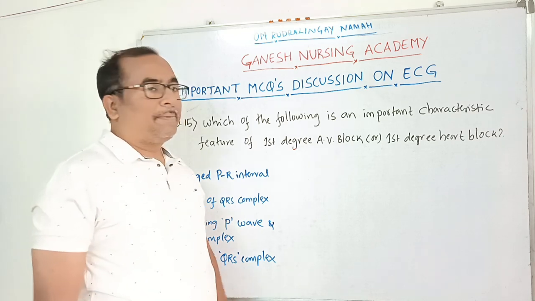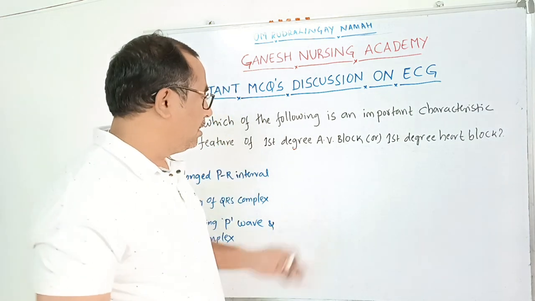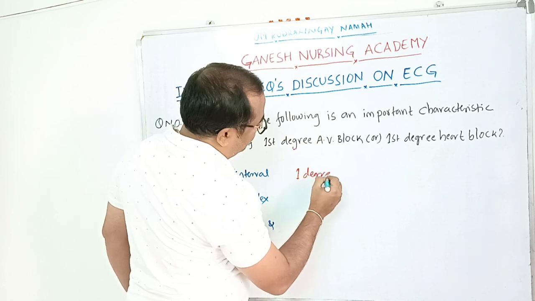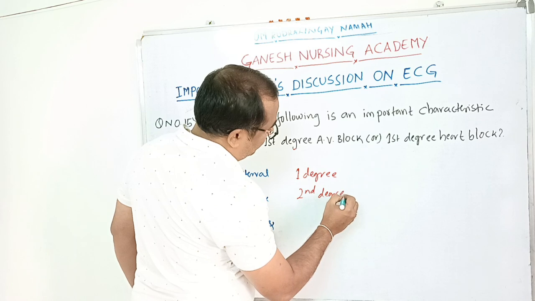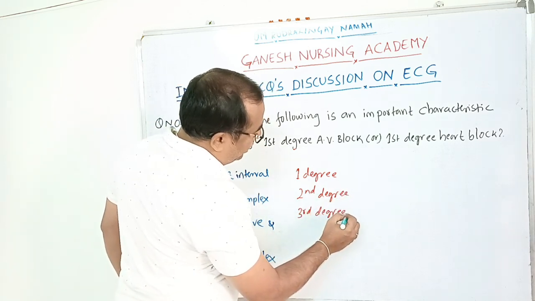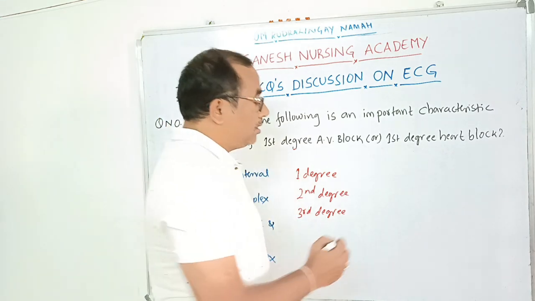See what happens here. We mainly have three heart blocks. Heart blocks are classified into first degree, second degree, and third degree. So these are the classification of heart block, or atrioventricular block. What is atrioventricular block?